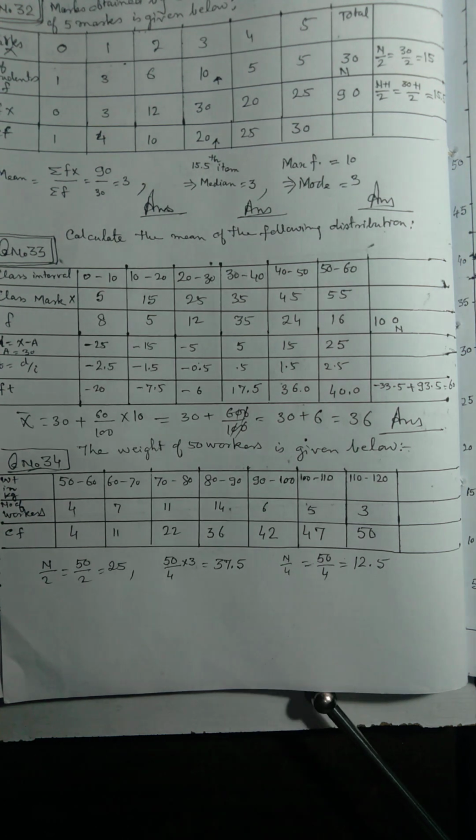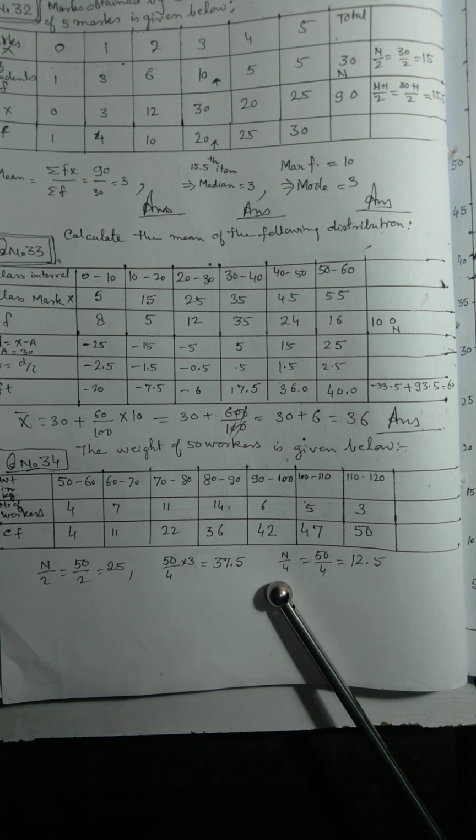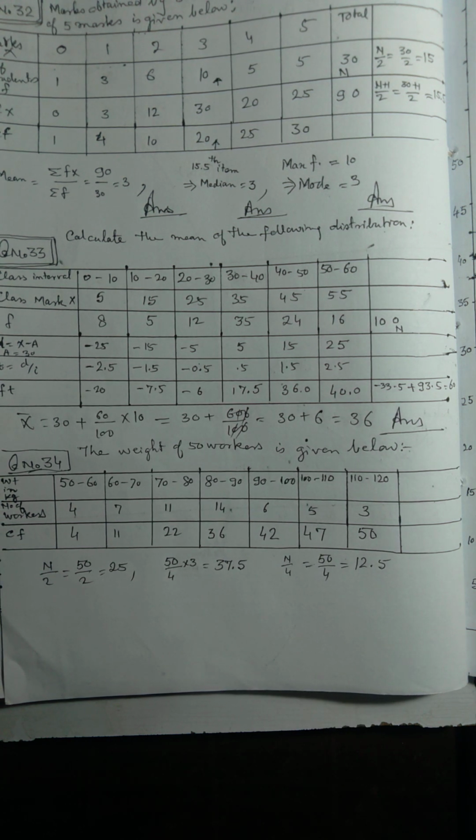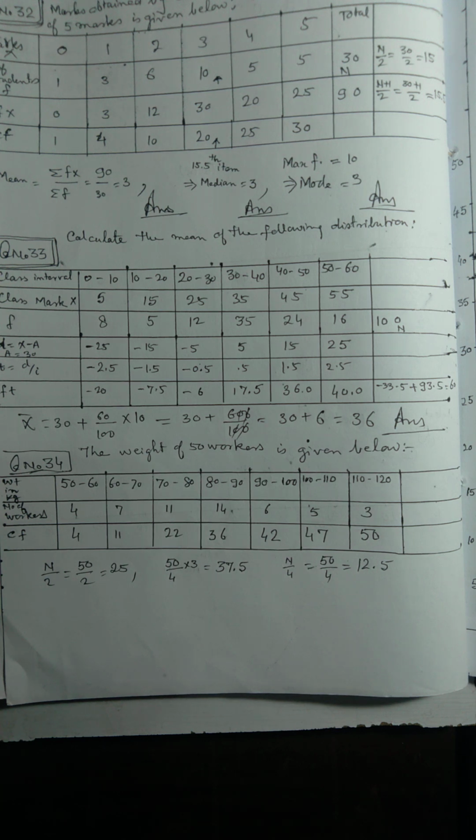You see, the weight of 50 workers is given below. The weight in kg and number of workers: 50 to 60, 4 workers; 60 to 70, 7 workers; 70 to 80, 11 workers; 80 to 90, 14 workers; 90 to 100, 6 workers; 100 to 110, 5 workers; 110 to 120, 3 workers.